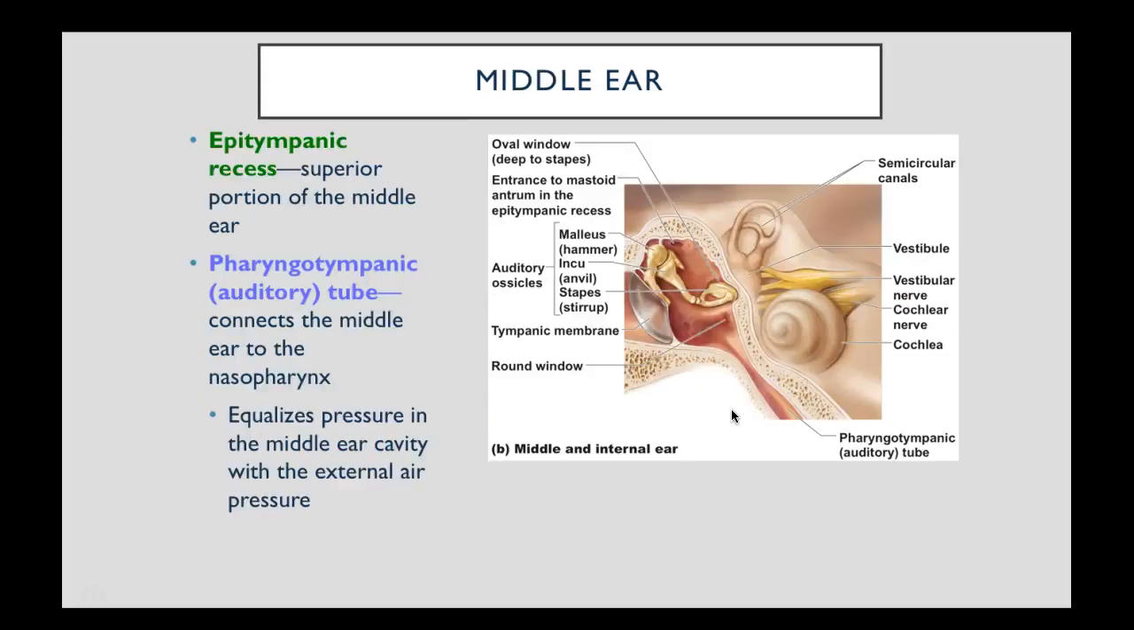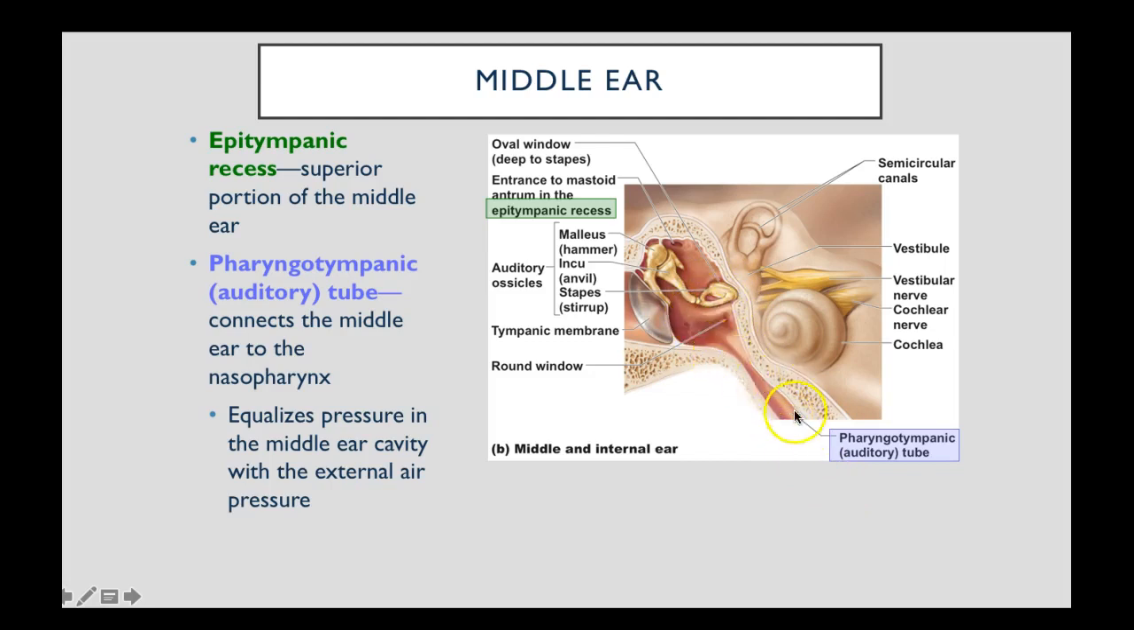Some other structures we have here is our epitympanic recess. This is just the superior portion of our middle ear. We also have our pharyngotympanic tube, or auditory tube, or eustachian tube. You should know all three terms for this. And this is a tube that we've discussed before in our digestive system. This is connecting our nasopharynx over to the middle ear.